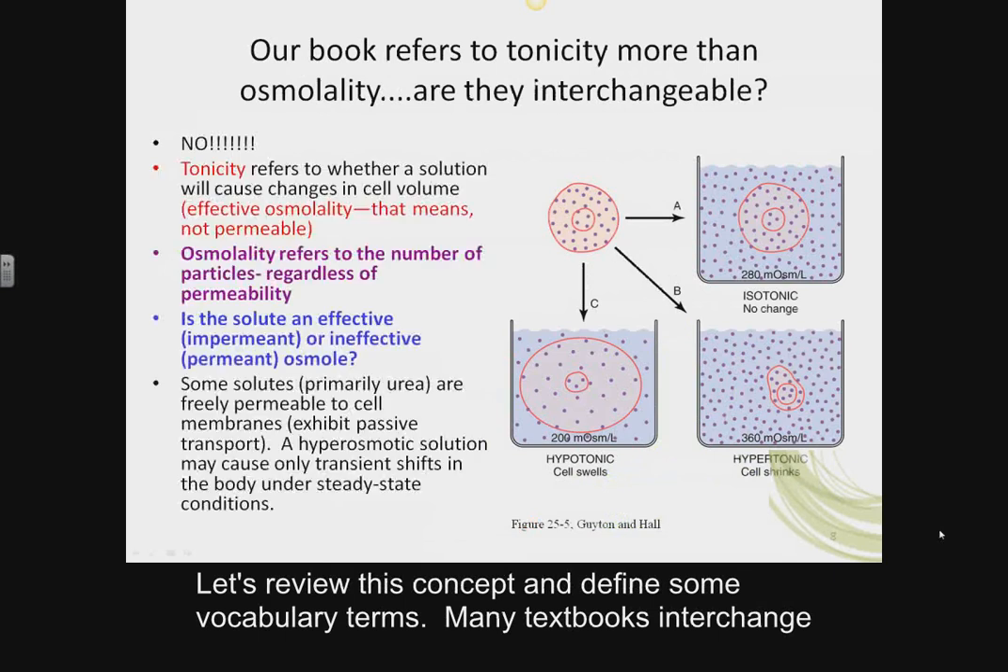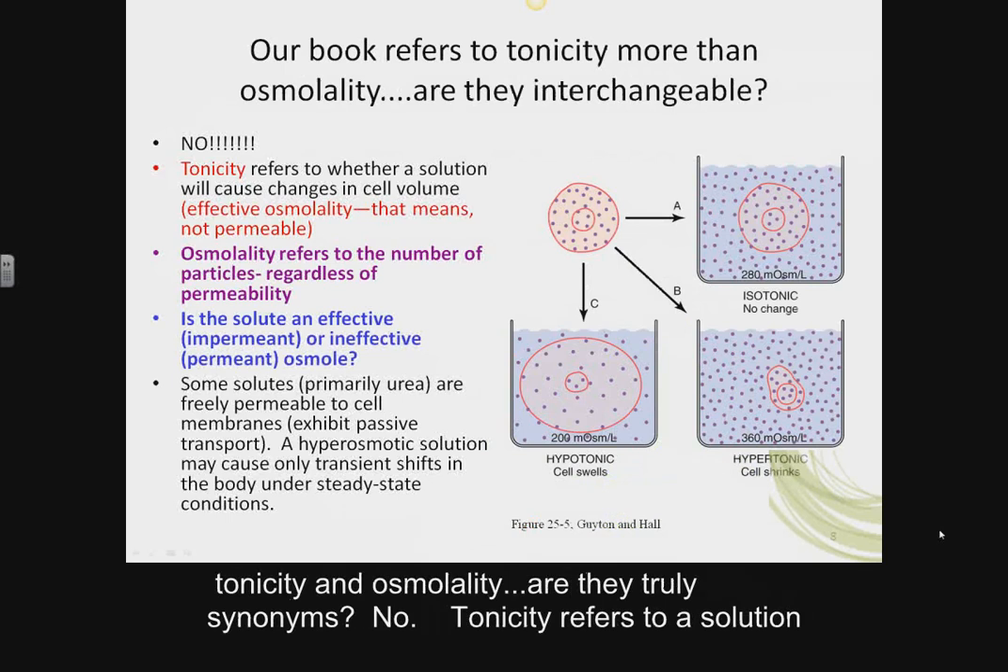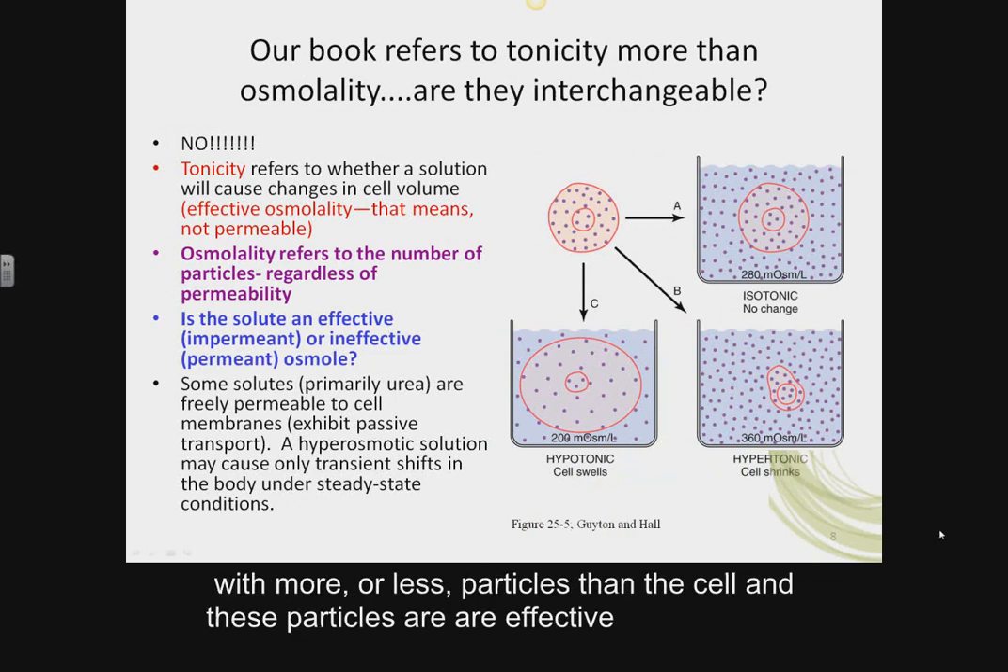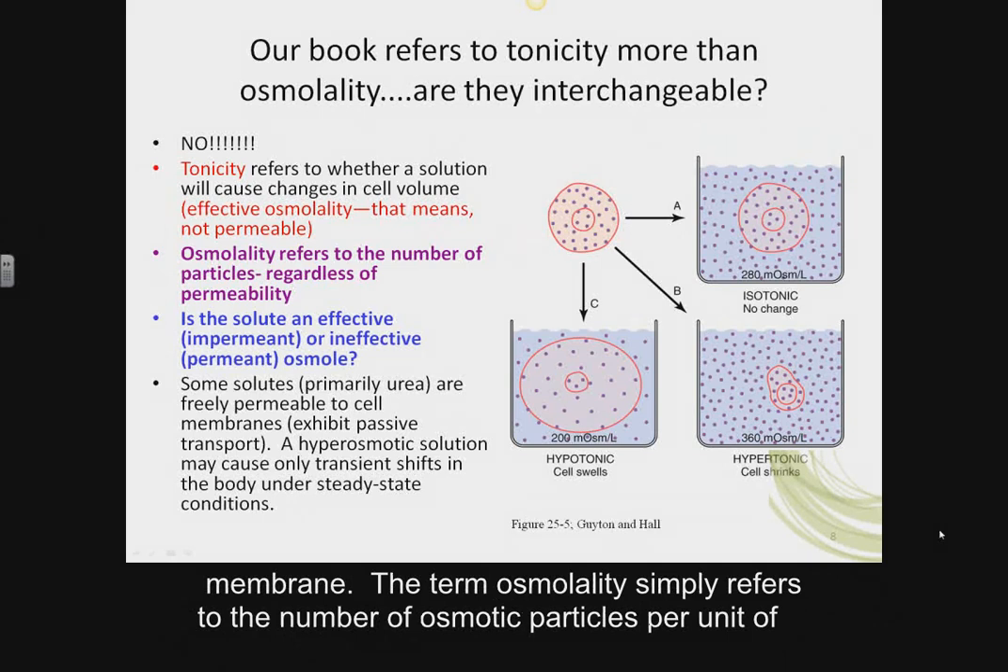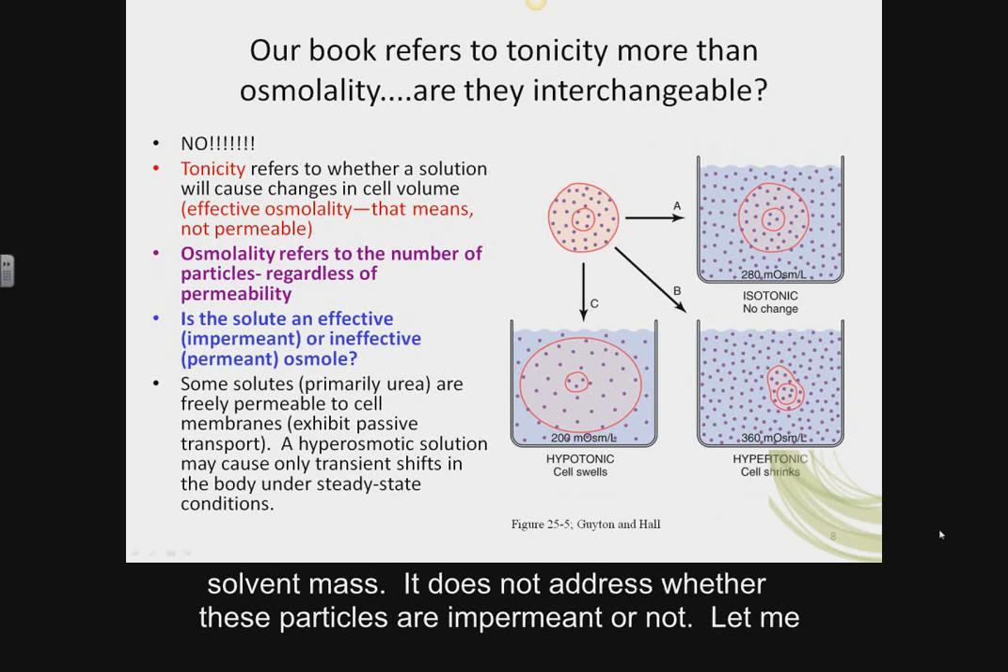Let's review this concept and define some vocabulary terms. Many textbooks interchange tonicity and osmolality. Are they truly synonyms? No. Tonicity refers to a solution with more or less particles than the cell, and these particles are effective osmoles. That means they are impermeant. As a result, water will move across the cell membrane. The term osmolality simply refers to the number of osmotic particles per unit of solvent mass. It does not address whether these particles are impermeant or not.